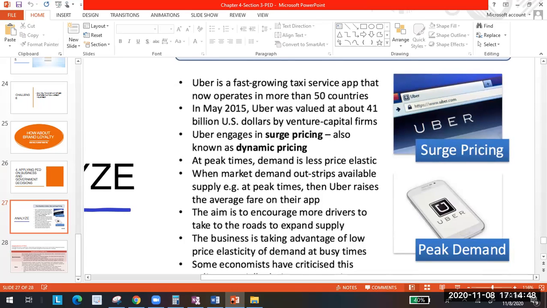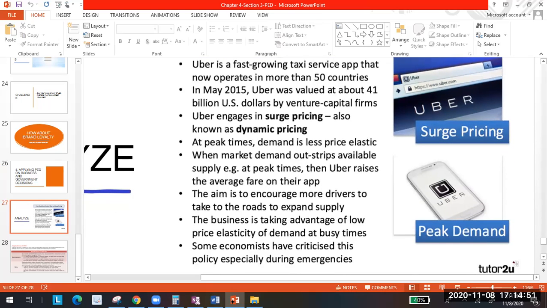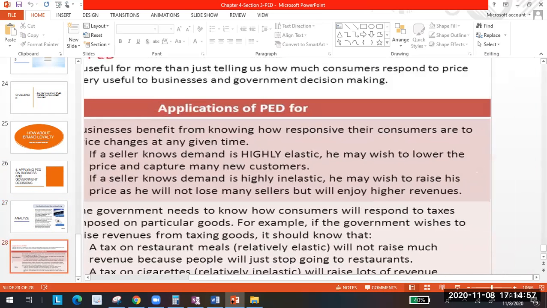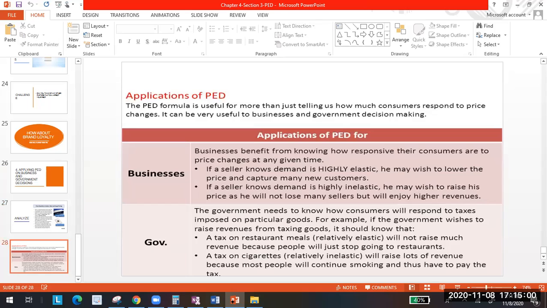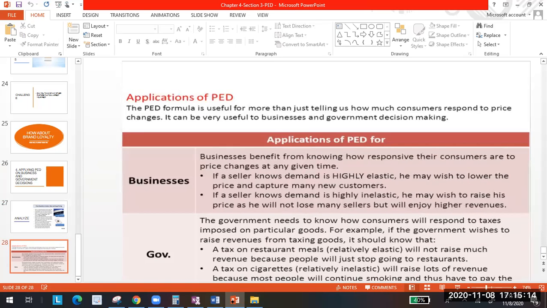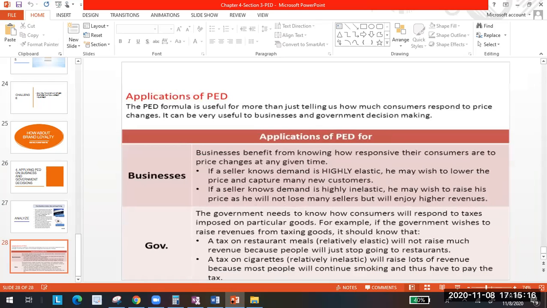Okay, that's it. So, are you clear with the terms? Shall I move? Yeah, I think so. Right now we have discussed the government decision, right? The government needs to know how customers will respond to tax imposed on a particular good, right? So do you want to read this or shall I move? No, I think I'm good. Okay, so shall I move?